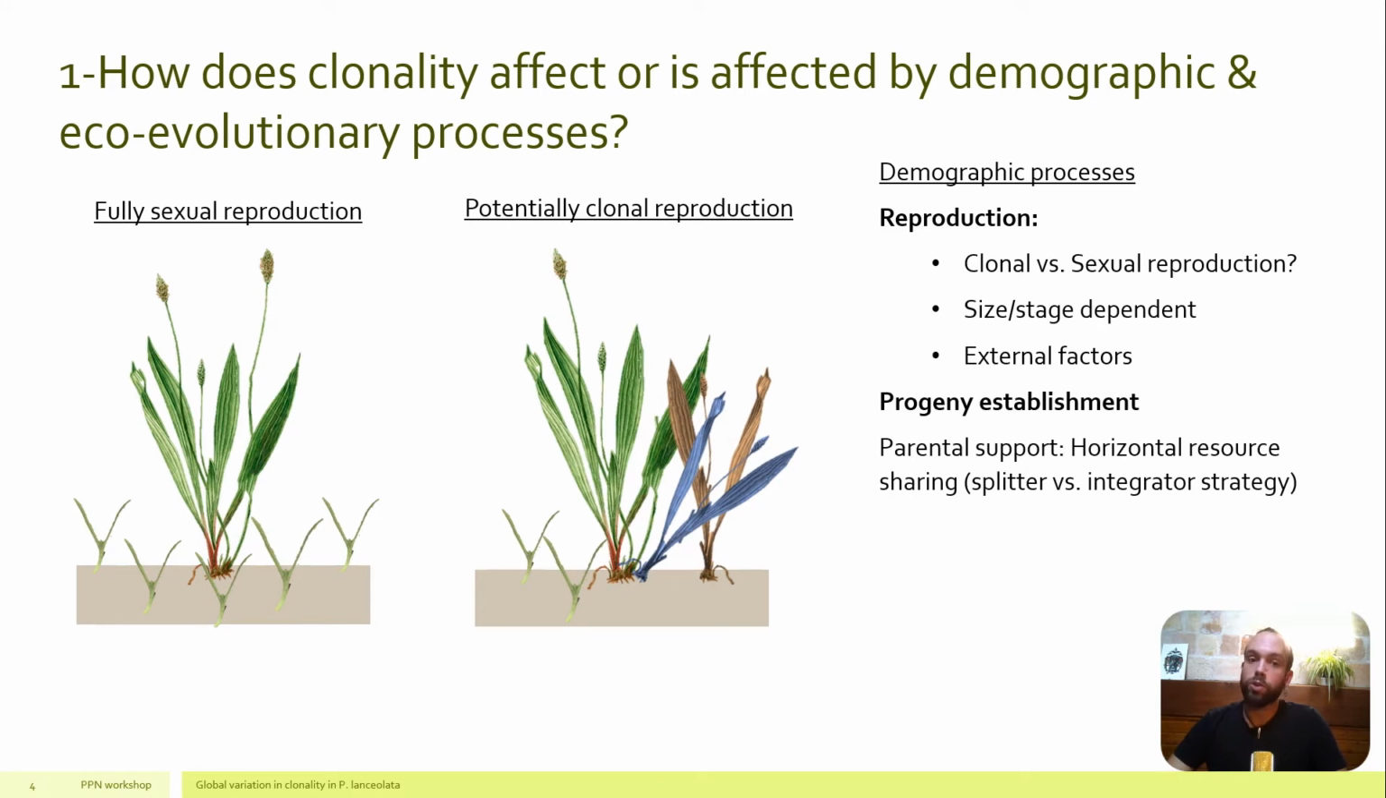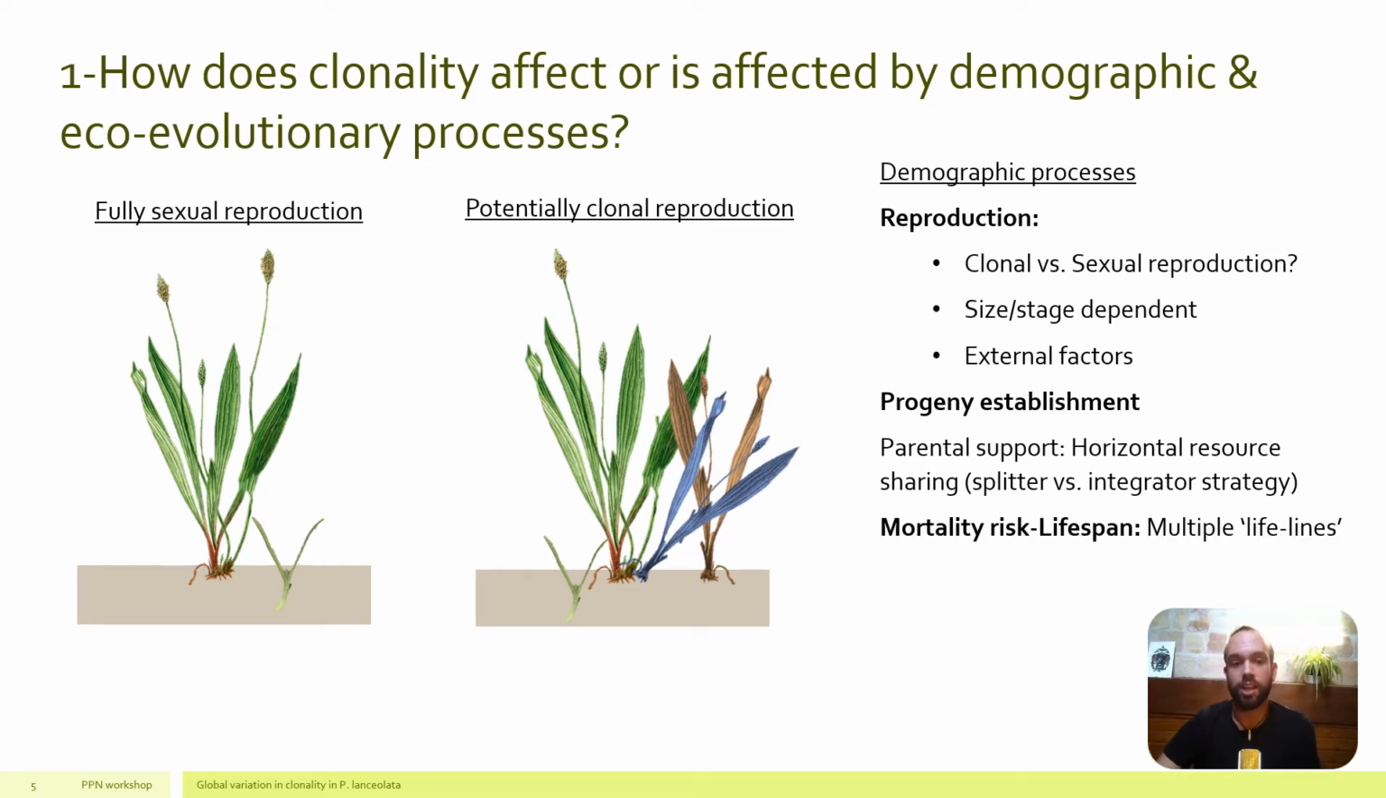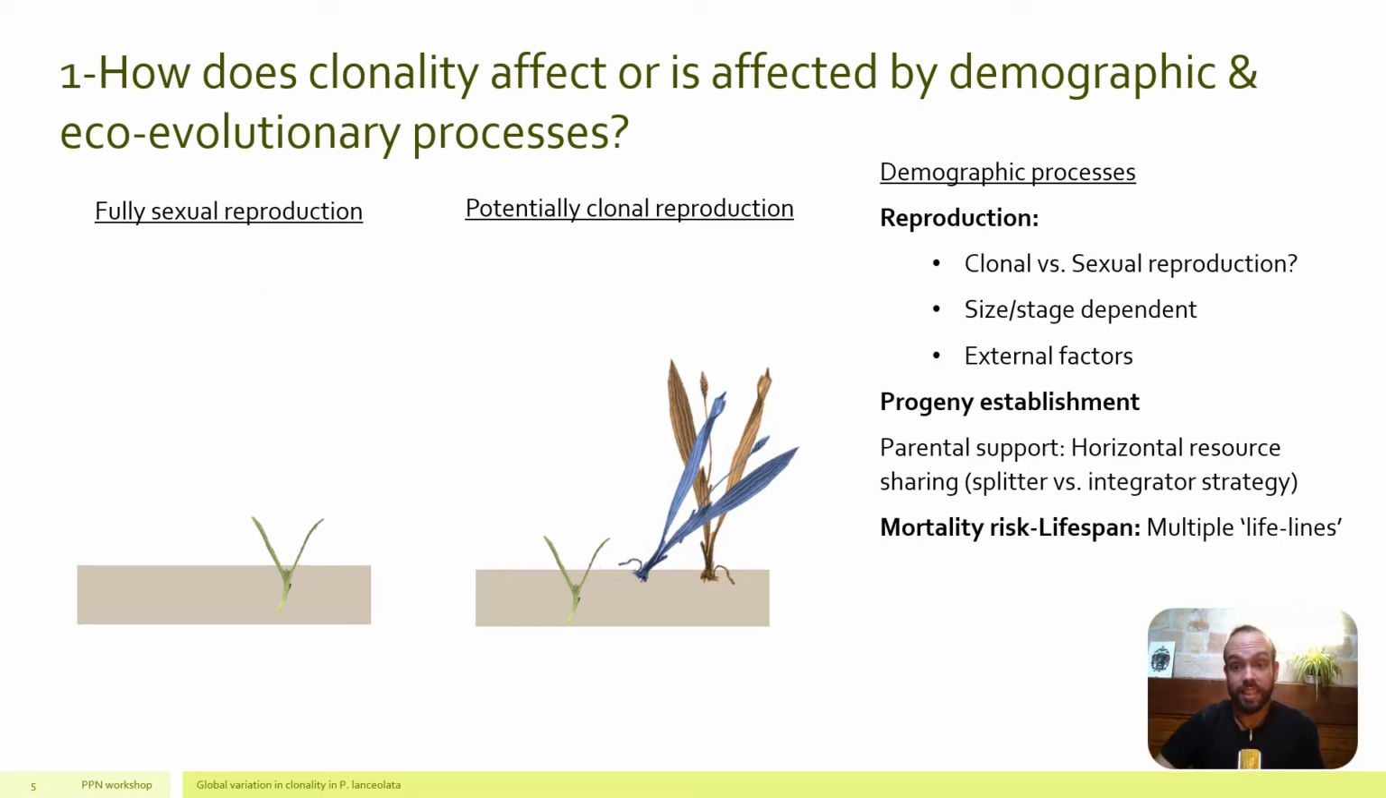This is regarding reproduction, but clonality might also affect progeny establishment, because of the horizontal resource sharing between genet and ramets, there is some parental support. Just imagine some disturbance coming: there is a higher chance of clonal offspring to establish and survive. And of course, if the genet is the study object, we can see that being clonal increases the lifespan and decreases the mortality risk by having multiple lifelines. We can see in this example that if we kill them, only in this second case is the genet still present.